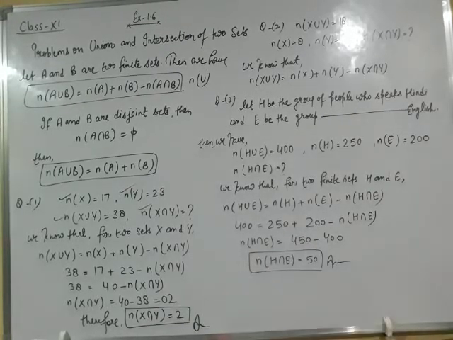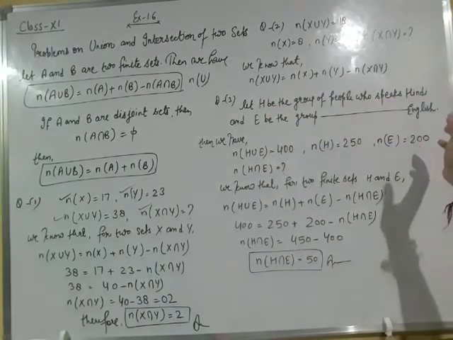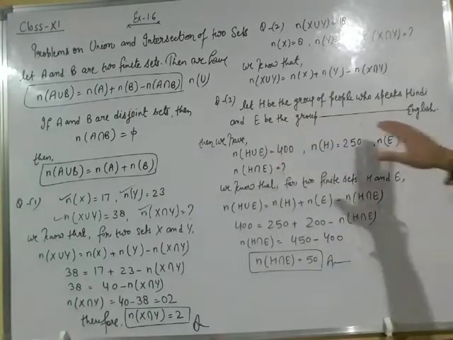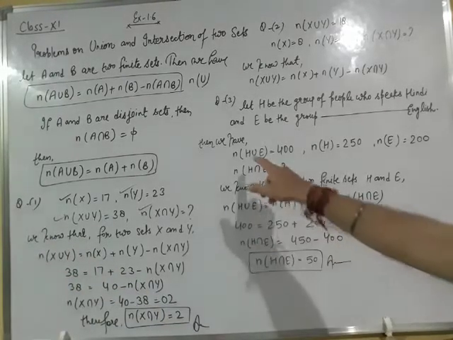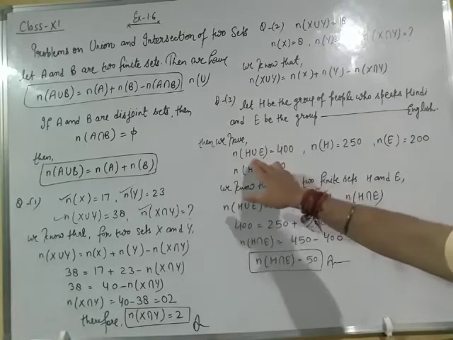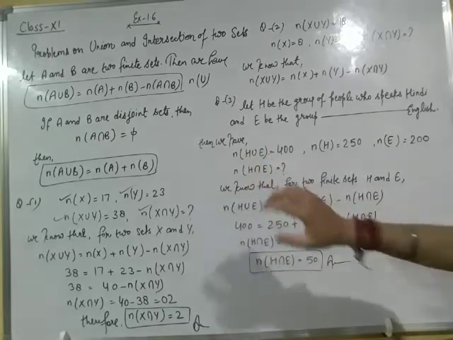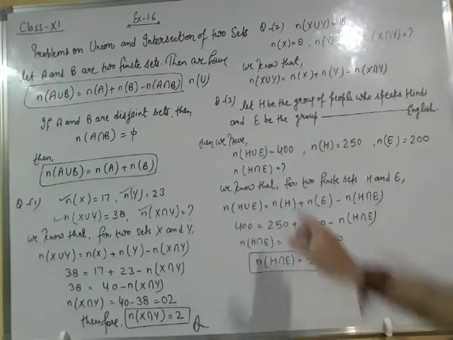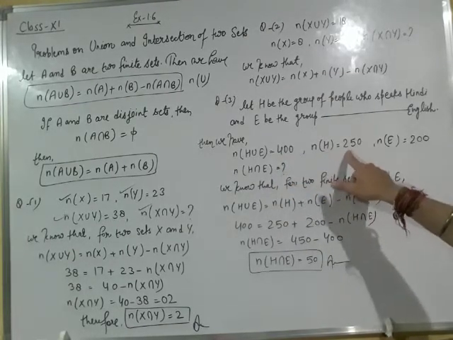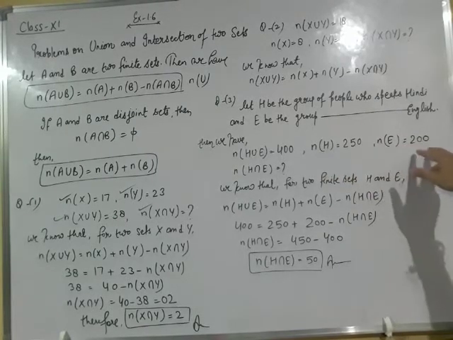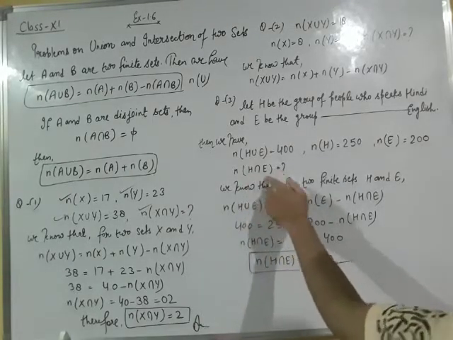So what do you understand through this question? Let H be the group of people who speak Hindi, right? And let E be the group of people who can speak English. Then we have the following terms. n(H union E) means number of people who can speak either English or Hindi. That means total. So it will be equal to 400. Number of people who can speak Hindi are 250 and number of people who can speak English are 200. So how many people are there who can speak both English as well as Hindi?